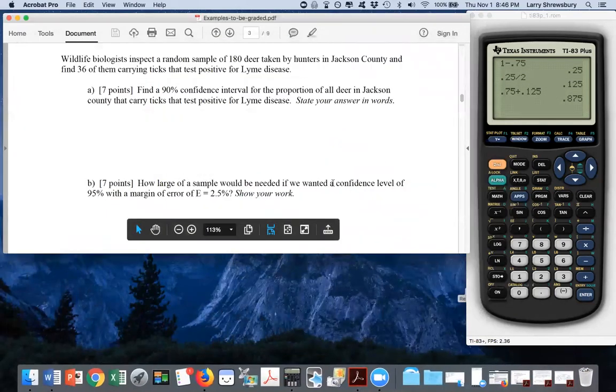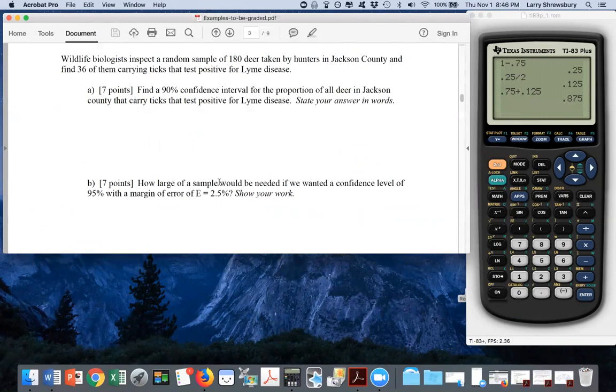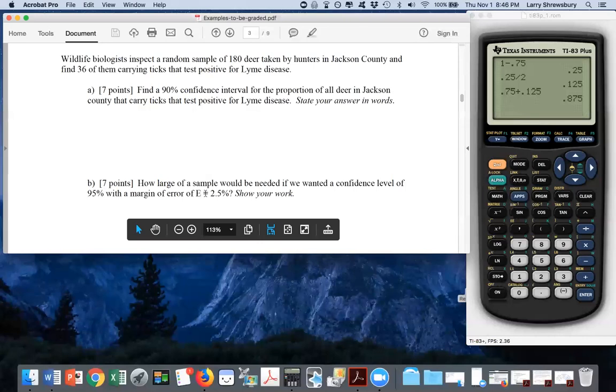How about this, the second one? How large of a sample would be needed? Oh, see those words right there? What is that asking for? The sample size. How big of a sample size you need. And notice we got two demands here. They're telling us how high the confidence level they want and how small the margin of error is. All righty, well, let's go over here.